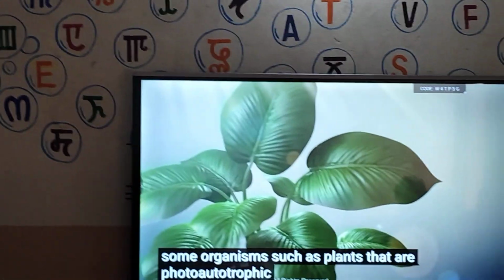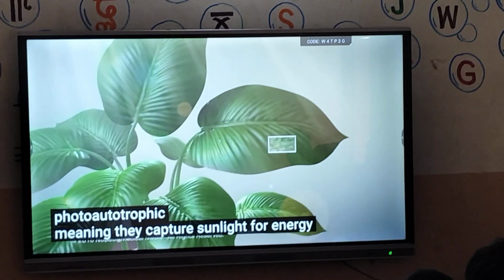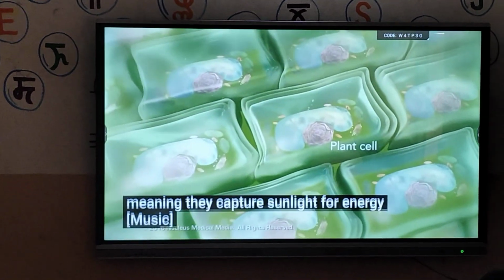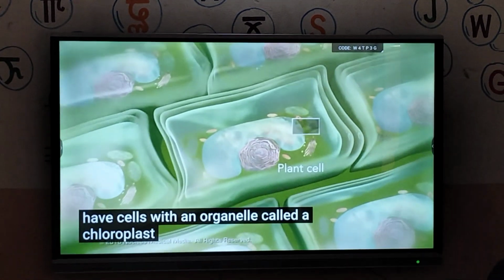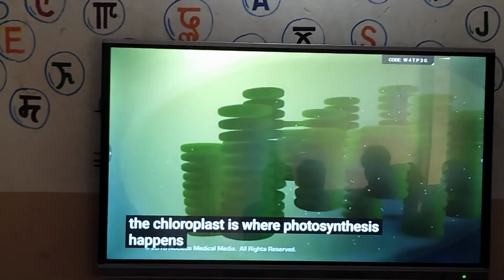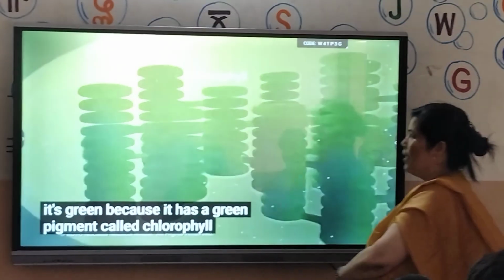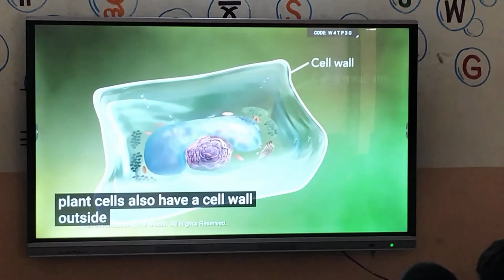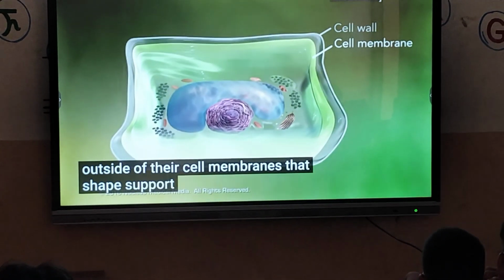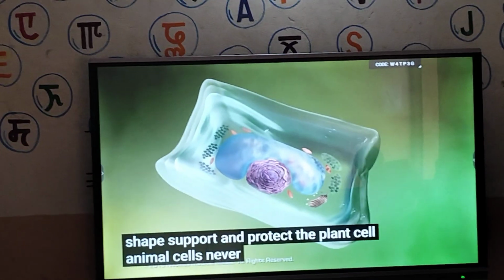Some organisms, such as plants, are phototrophic, meaning they capture sunlight for energy, and have cells with an organelle called a chloroplast. The chloroplast is where photosynthesis happens, because it has a green pigment called chlorophyll. Plant cells also have a cell wall outside of their cell membranes that shape, support, and protect the plant cell. Animal cells never have a cell wall.